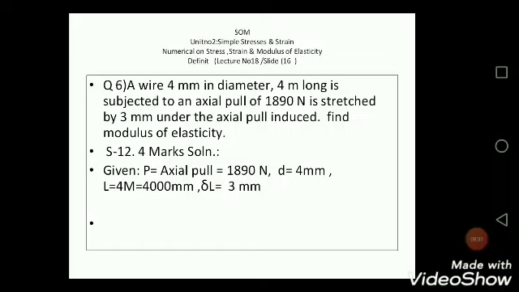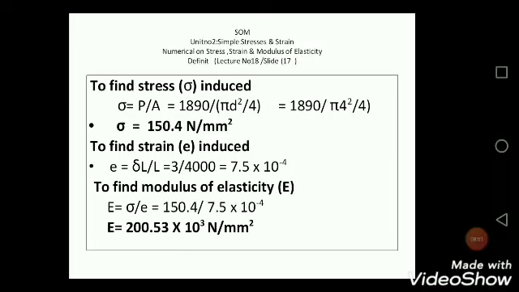So to find E, we need stress and we need strain. To find stress, we need load P and we need area. To find strain, we need delta L and length. Let's see. First, we have to find stress. Stress sigma is equal to P divided by A. Substituting the value, P 1890 divided by pi d squared divided by 4. Substituting the value of d, we get 1890 divided by pi into 4 squared divided by 4. Sigma is equal to 150.4 newton per mm square.